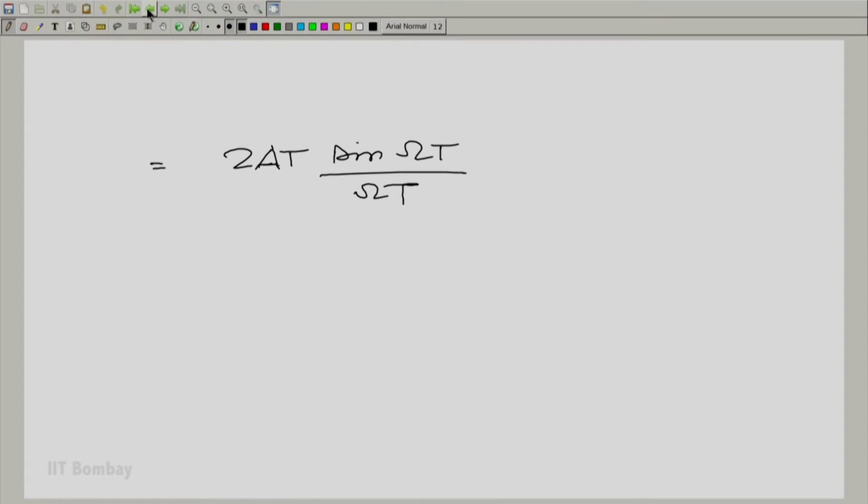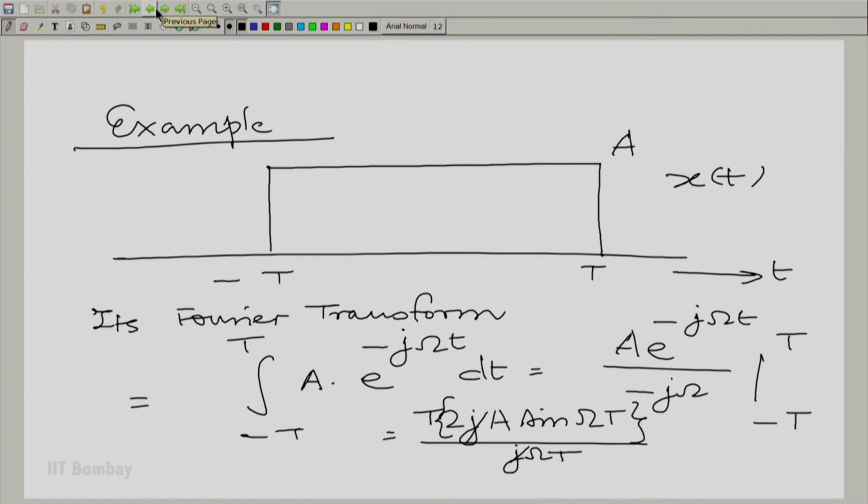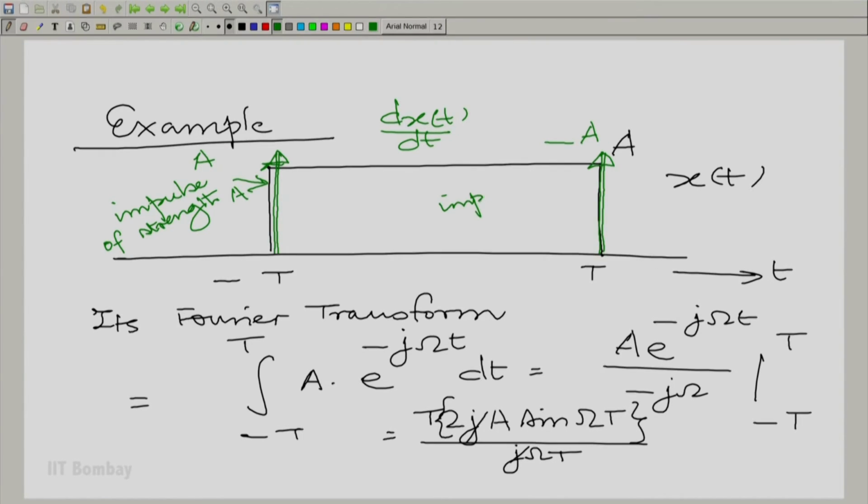So, in fact, I will show the derivative right there first in a different color. Let me show you the derivative in green. How would dx(t)/dt look? Of course, in the conventional sense dx(t)/dt would not exist because the right and the left derivative would not be equal, but then here you could use the idea of impulses. So, dx(t)/dt would essentially have two impulses, one impulse located here of strength A and one impulse located here of strength minus A.